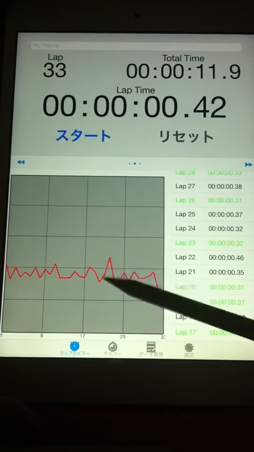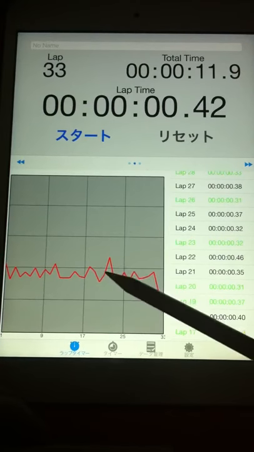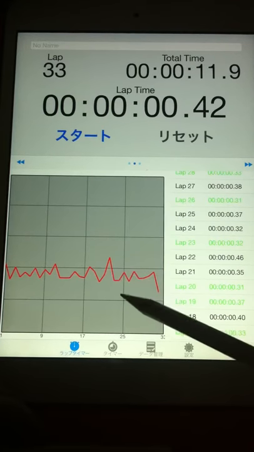So this reverse bounce is the most impressive part.